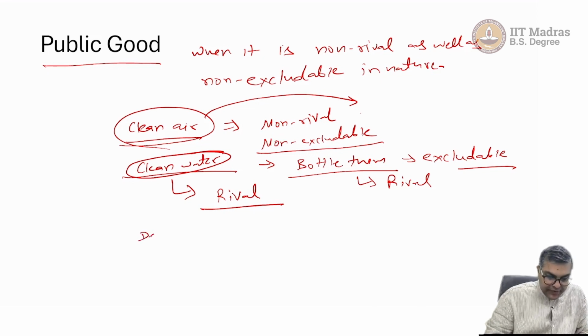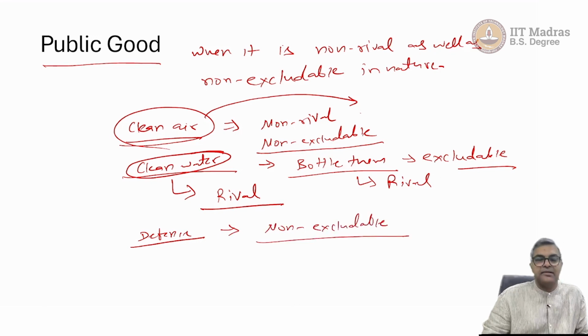Now think of defense. Our army is protecting us on the border. Can anyone be excluded from this protection? No. So it is non-excludable. How about whether it is rival or non-rival? Because I am enjoying this protection, it doesn't diminish the value that others are getting from it. So it is also non-rival in nature.